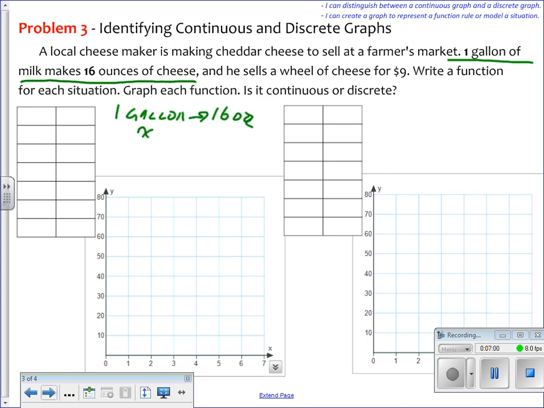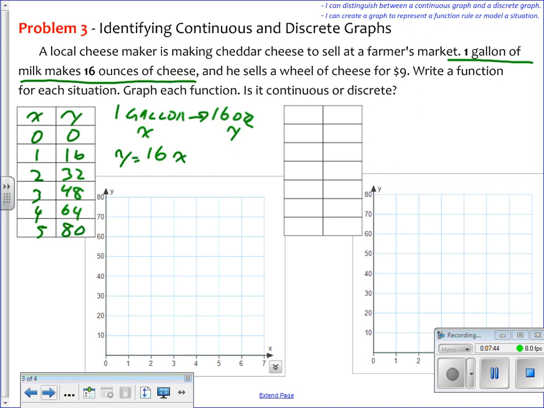So if we use X for gallons and Y for cheese, then Y equals 16 times X if X is in gallons. So X, the number of gallons, 0, 1, 2, 3, 4, and then 5. Y would be 16 times X. So 16 times these. 16 times 0 is 0. 16 times 1 is 16. 16 times 2, 32. 16 times 3 would be 48. 16 times 4 is 64. 16 times 5 is 80.